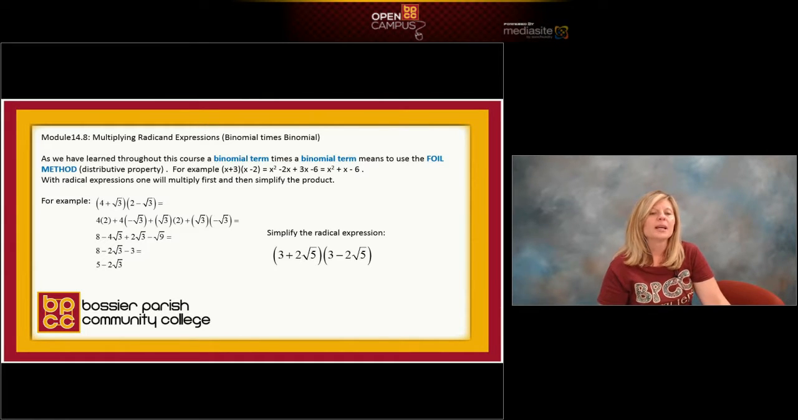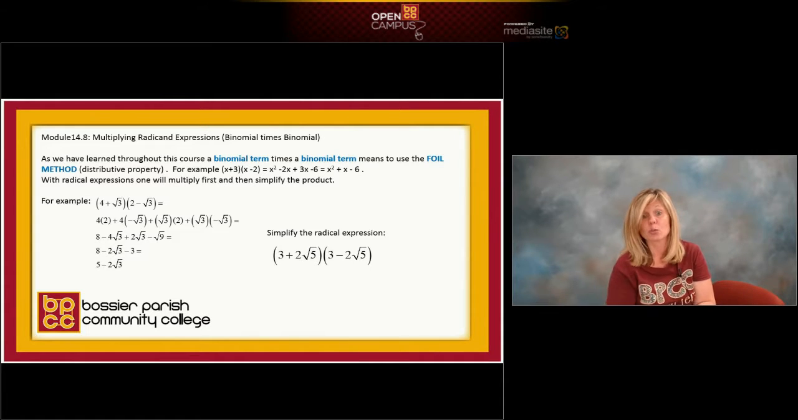Our last term is positive square root of 3 times negative square root of 3. A positive times a negative is a negative. Now, this time, both 3's are inside. Their radicands will multiply them. Square root of 3 times square root of 3 would be square root of 9.